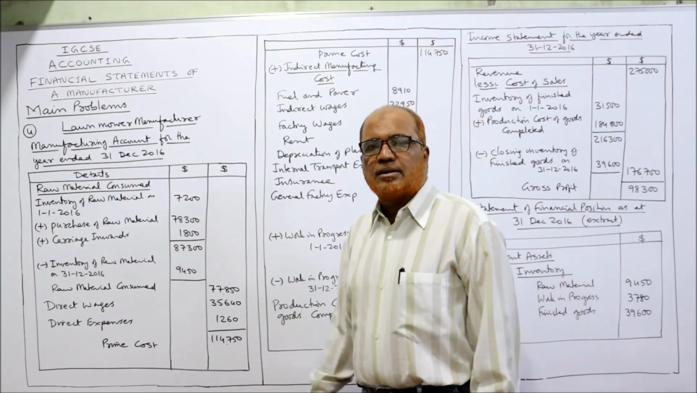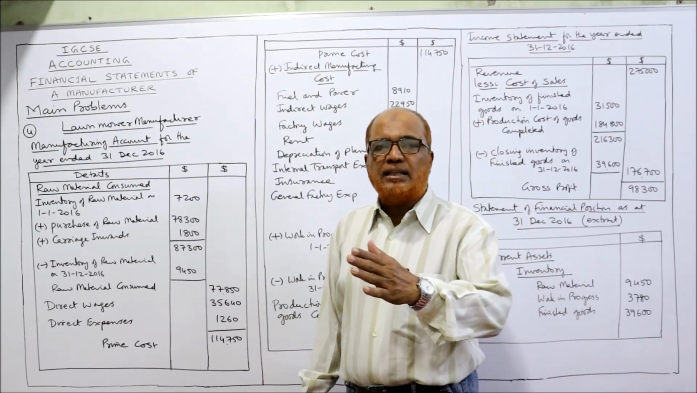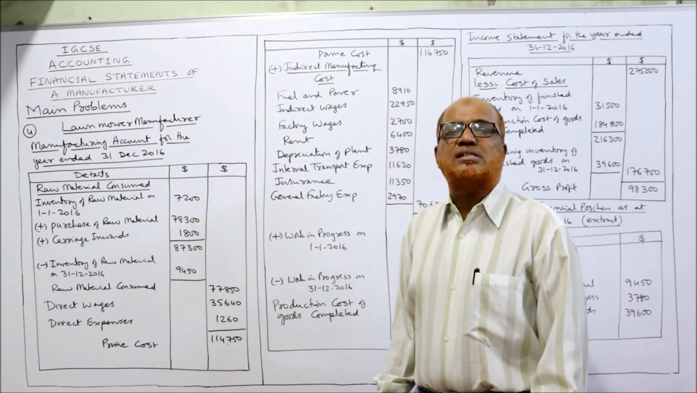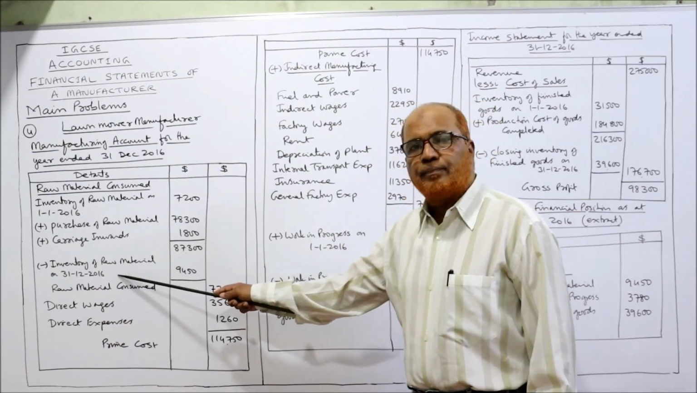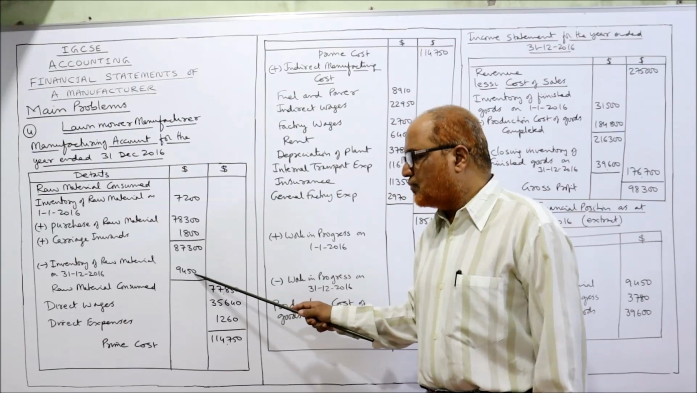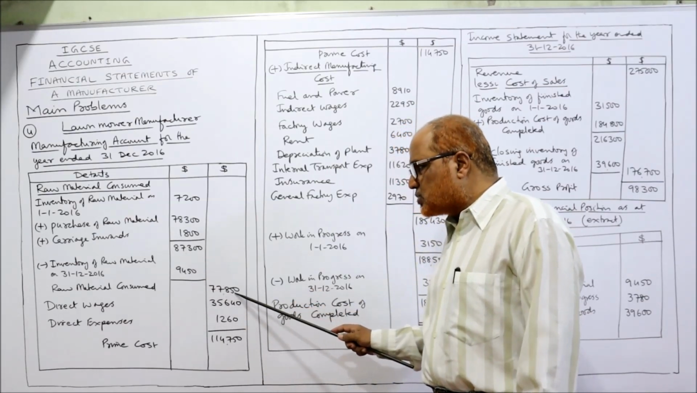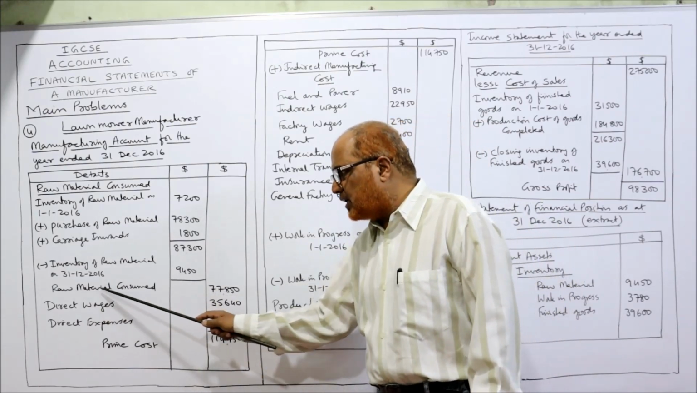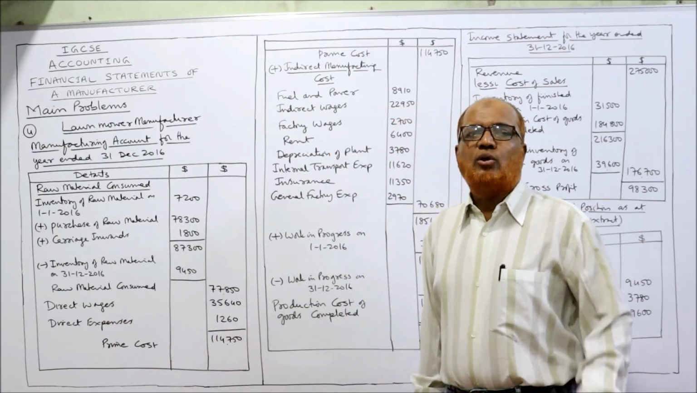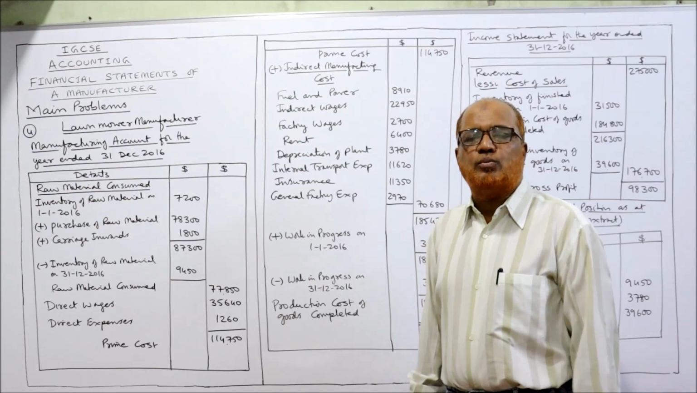From this deduct inventory of raw material at the end of the year, 31st December 2016. Closing inventory 9,450. Deduct 9,450, you will get 77,850. This is the raw material consumed. So one item we got: raw material consumed.